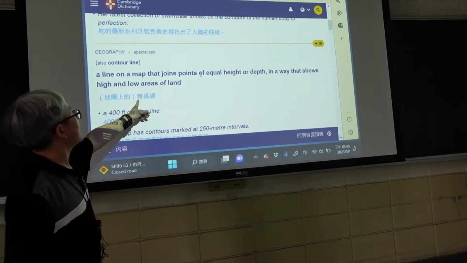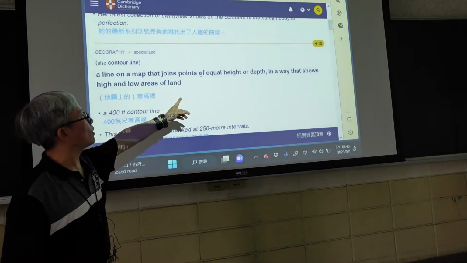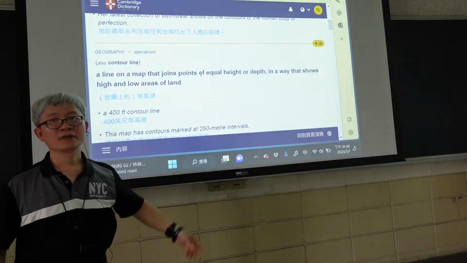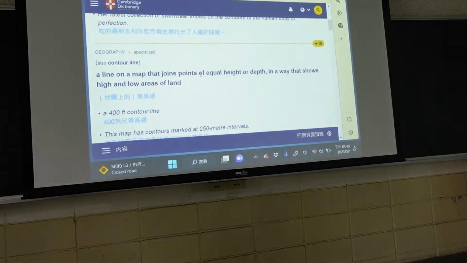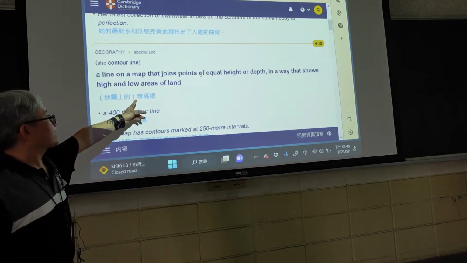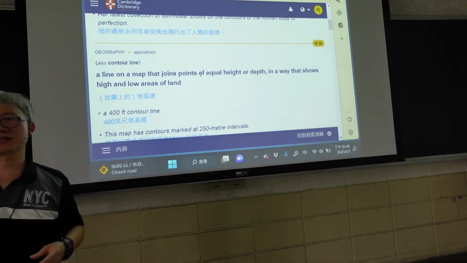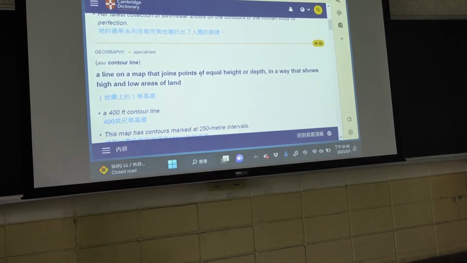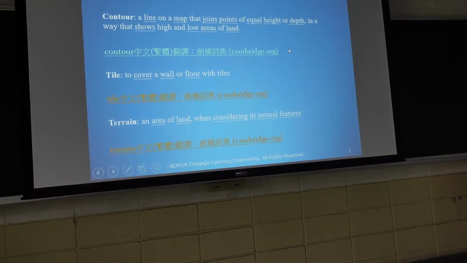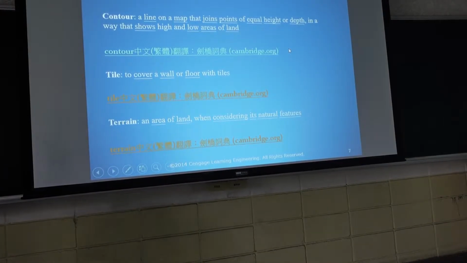A line on a map that joins points of equal height or depth. Okay, so I think we have the English explanation, and also we have the Chinese character directly. So I think once you've seen these, you can understand the meaning of the keyword, right? Okay, just a review. So I try to highlight these, and also the other two because it takes time. So let me skip the remaining two hyperlinks.